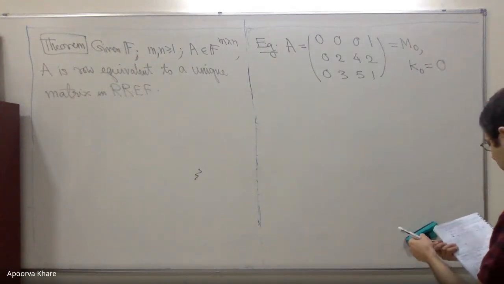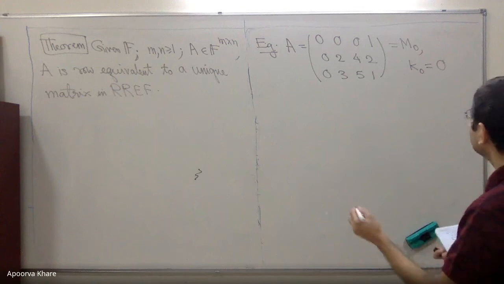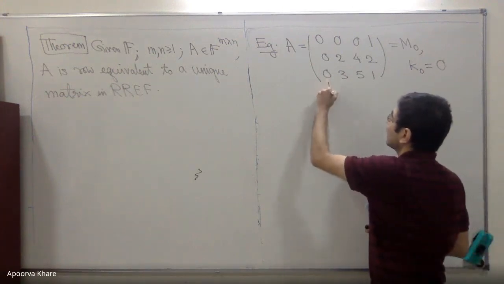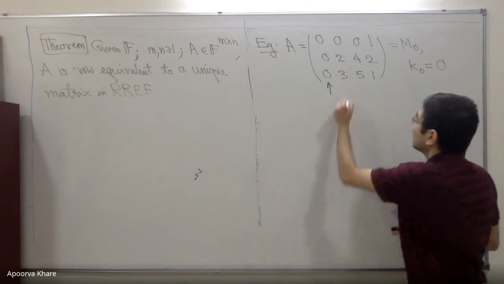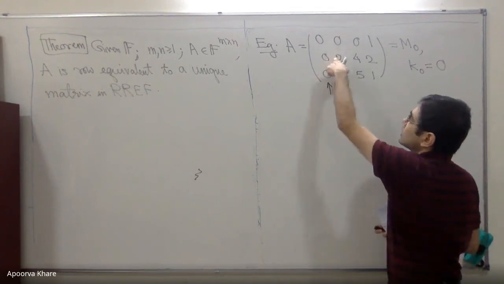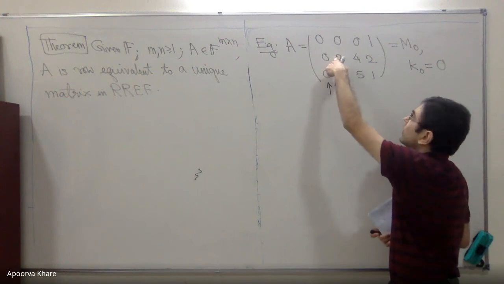So the idea is the following. Fine. So let's start looking at it from the leftmost column. Well, every entry is 0. So then I move on. Now I look at this column. Here is a non-zero entry. Look at the topmost non-zero entry.